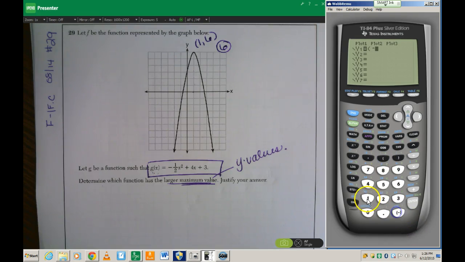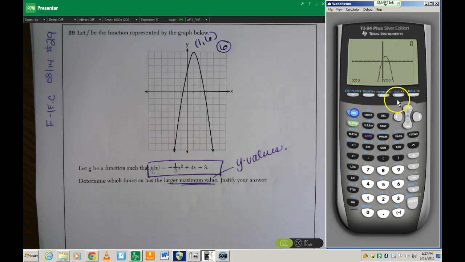Parentheses, negative 1/2. I did parentheses because fractions always have to be in parentheses. X squared plus 4x plus 3. Okay. Now I can hit graph to look at what my graph looks like. And I can hit zoom 3 to zoom out, but it won't zoom out until you hit enter. So when I hit enter, you can see there's my max.